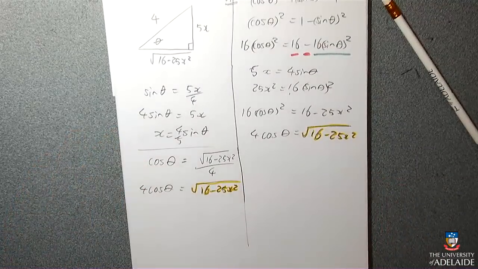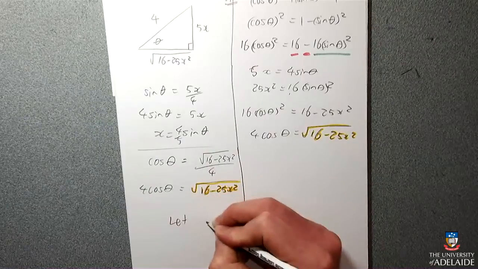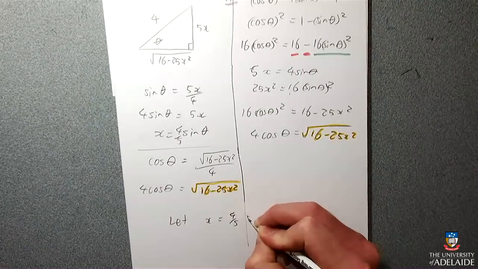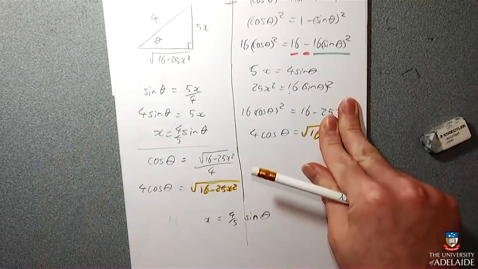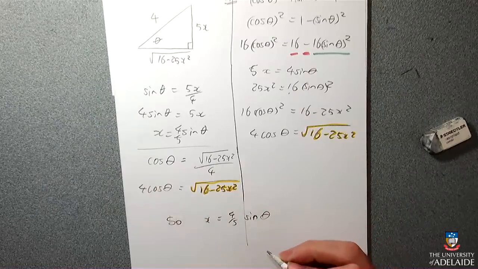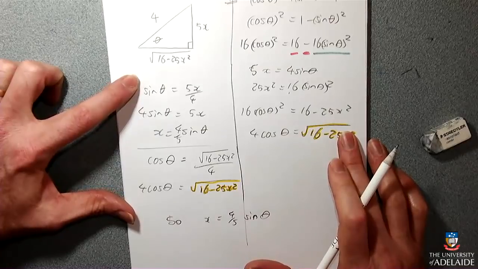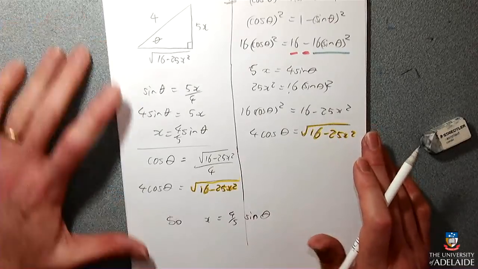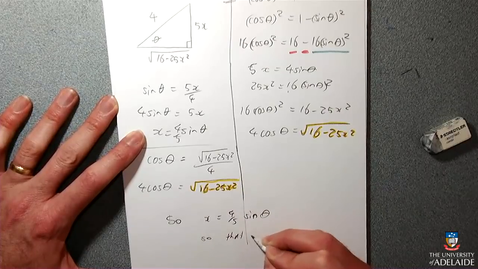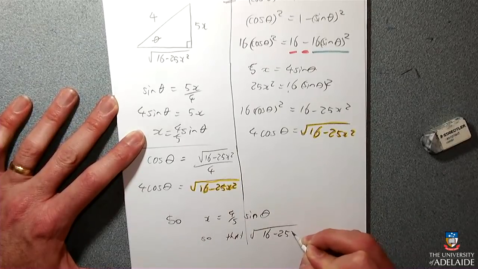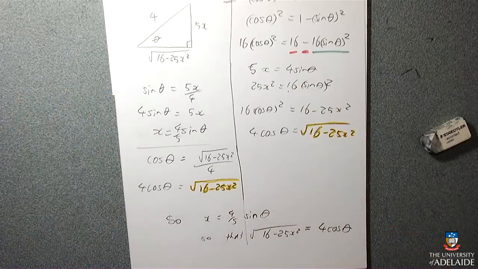So let's just sum up where we are so far. What we did is we let x be equal to 4/5 of sine theta. We can probably put that anywhere. Then we use that to figure out what sine theta and what cos theta were. That was useful. So that 16 minus 25x squared is 4 cos theta. That gets rid of the annoying root, which was the whole point.